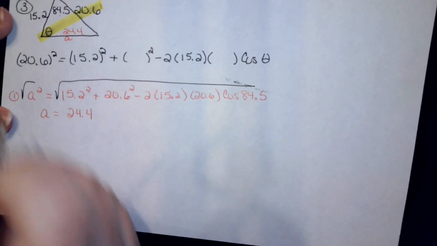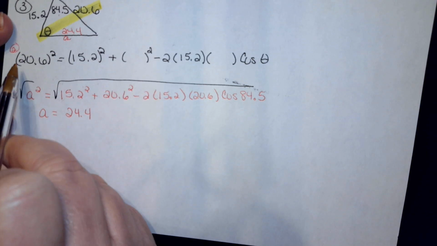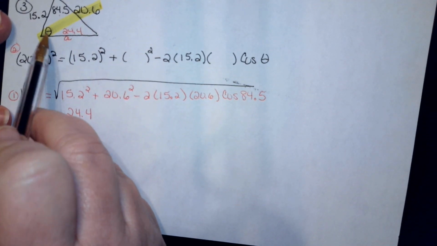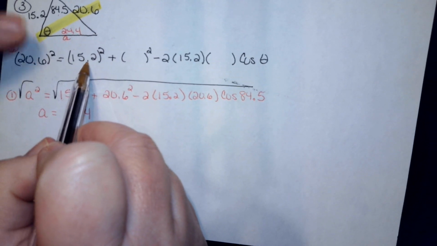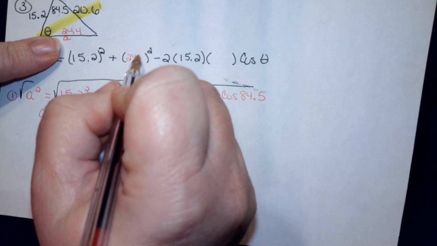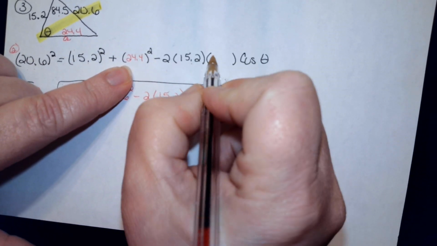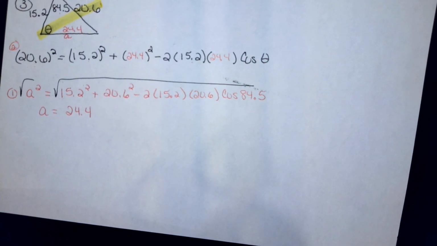Alright, now that we have that, step 2 is to actually come in here and figure this one out. So we got 20.6 squared, which is opposite of the angle that we're trying to find, is equal to the other two sides. So we got 15.2 squared, then we got 24.4 squared, minus 2 times 15.2 times 24.4 times the cosine of theta. Now, this is a big old equation, isn't it? So we're trying to solve this equation.